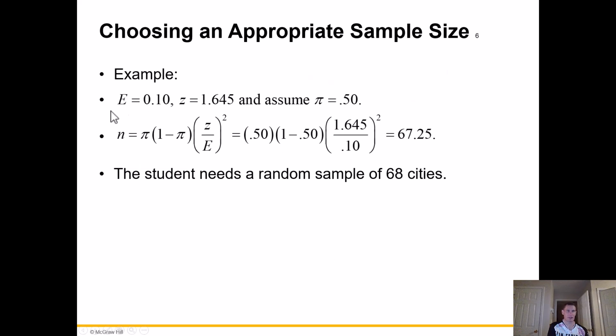So again, just plug in your numbers. E equals 0.1, Z is 1.645, and then we can just assume pi is 0.5. Just plug in your numbers. You get 67.25. So of course we would round that up, to be on the conservative side. So the student needs a random sample of 68 cities.